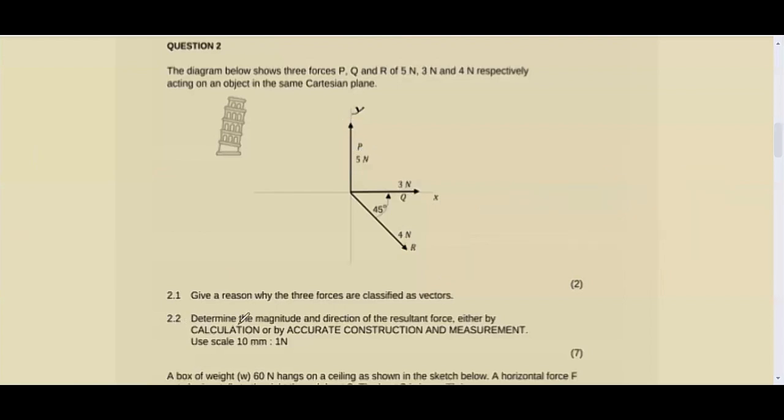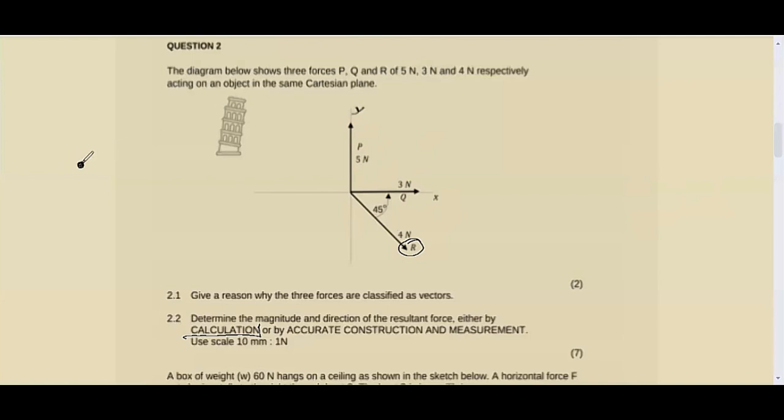Then 2.2 says determine the magnitude and direction of the resultant force, either by calculation or by accurate construction and measurement. For this question, we'll just be using mainly the calculation. So I won't be going into the accurate construction and measurement. Then to do the calculation, what we need to do first is check R. Here we can see that R is the only force that is exerted at an angle. That means it needs to be resolved to the vertical component and horizontal component.